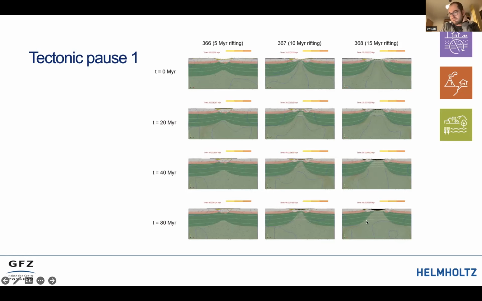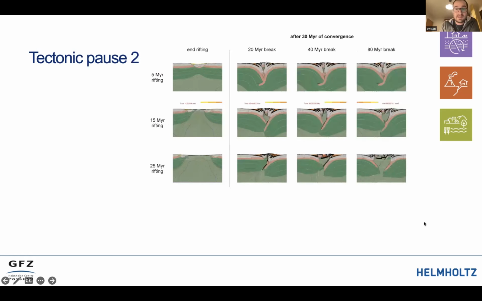And so that's something very simple, I guess, but it's somewhat important, because if you start to look later on in models where we have, so this to the left here would show the end of the rifting phase, and these are end of convergence or end of inversion models. But we have different amounts of tectonic pause. So it would be either 20 million years or 40 million years or 80 million years. If you have only limited rifting at the start, it doesn't really matter that much. The model looks very similar.